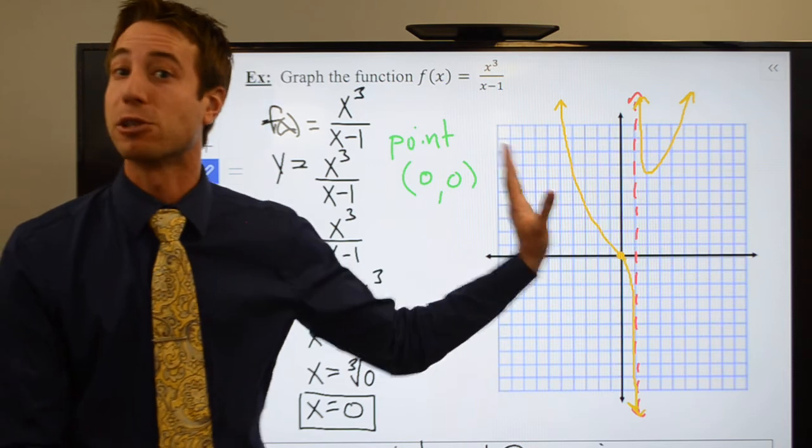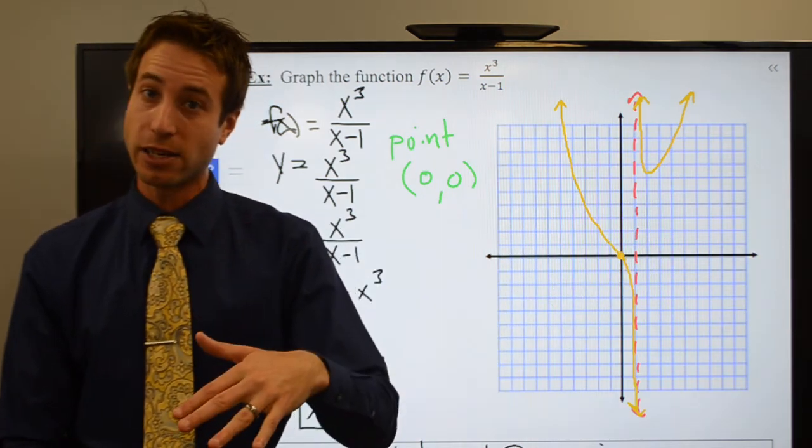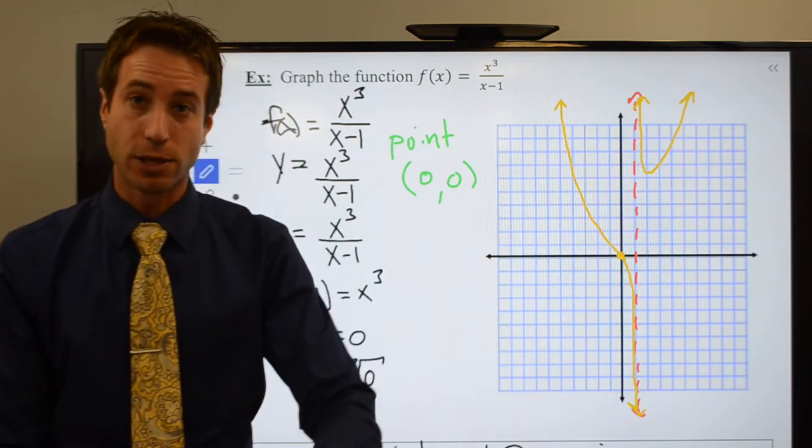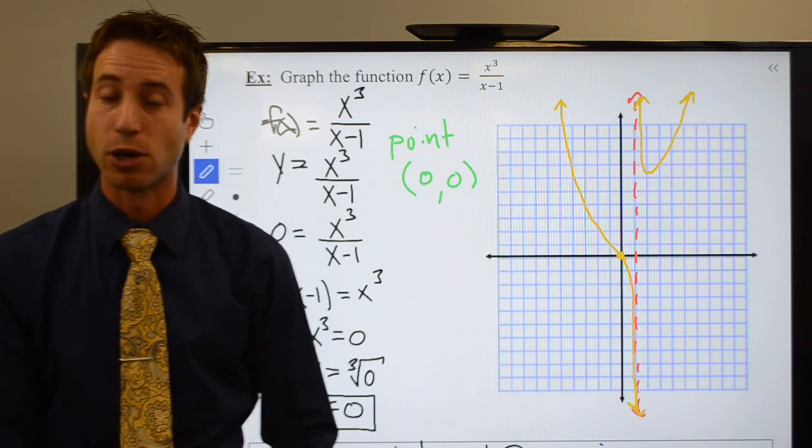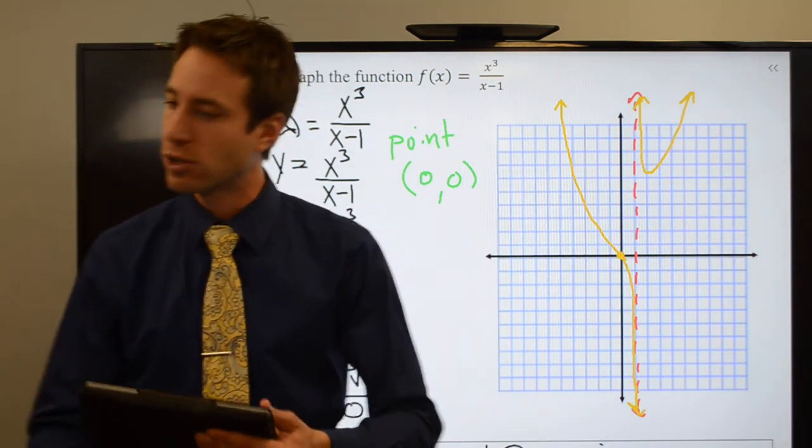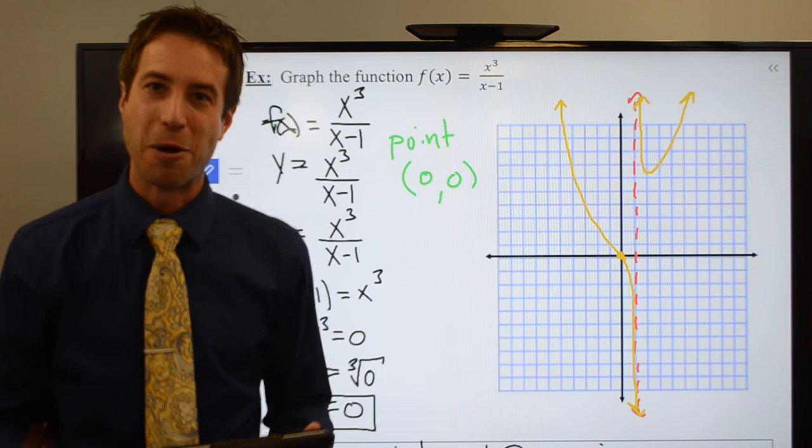This was just to help us practice finding x-intercepts, vertical asymptotes, and horizontal asymptotes. Head on over to the next page of the notes. We'll try another one. I'll meet you guys there.